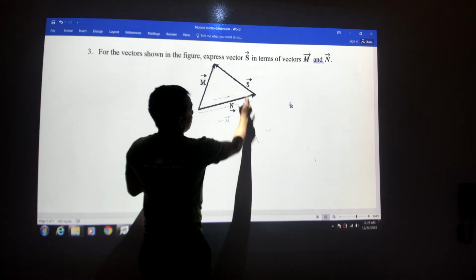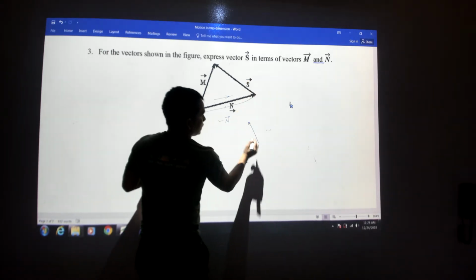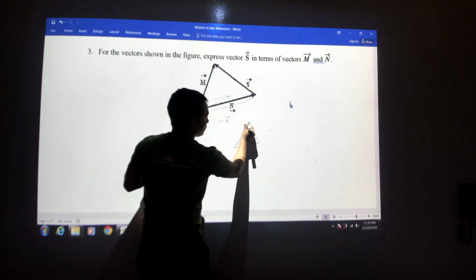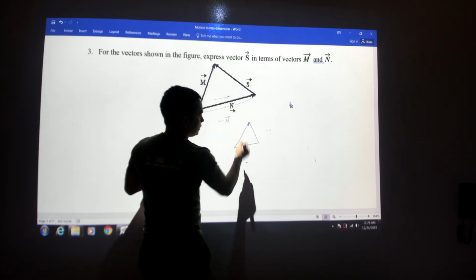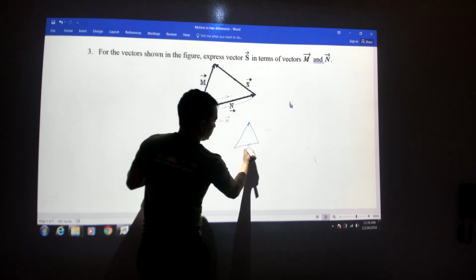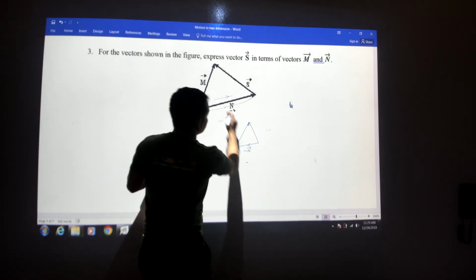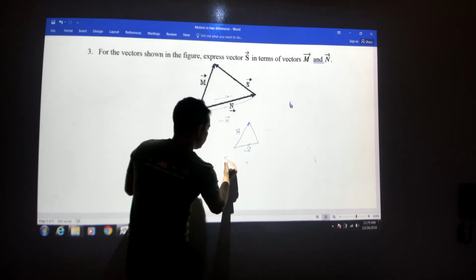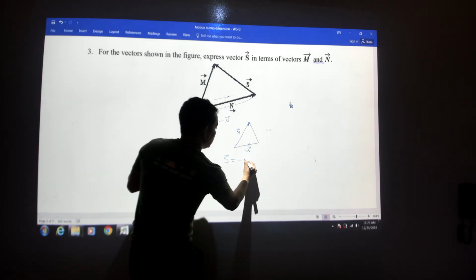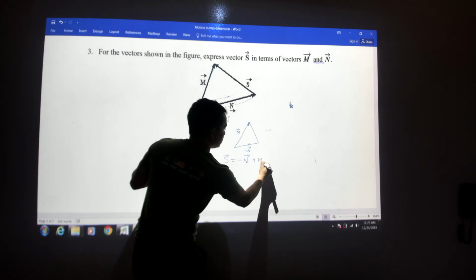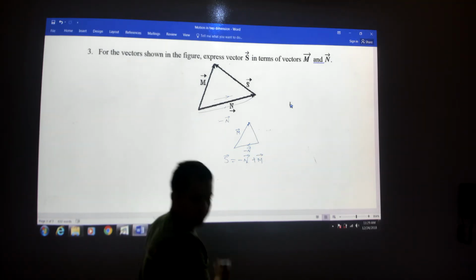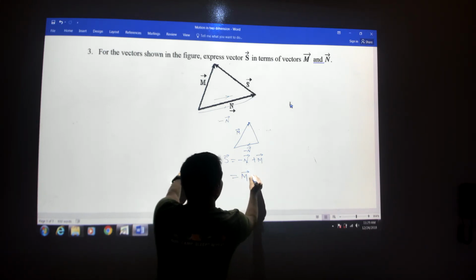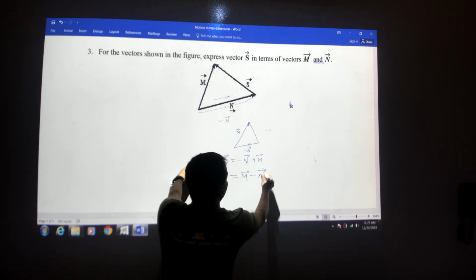And then from this tail, you go to this vector, which is M vector. In other words, when you need to find the S vector, you go from the tail and then you connect to the arrow or the head. So this vector is minus N vector, because these two have the opposite sign, and this is M vector. So your S vector will be negative N vector plus M vector, or we can write it down as M vector minus N vector.